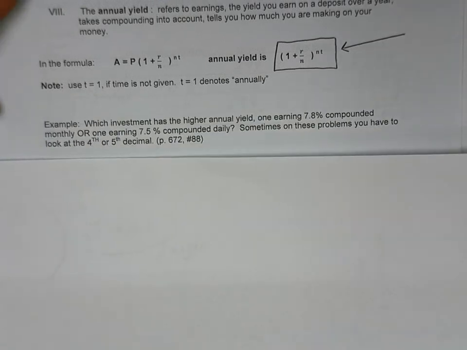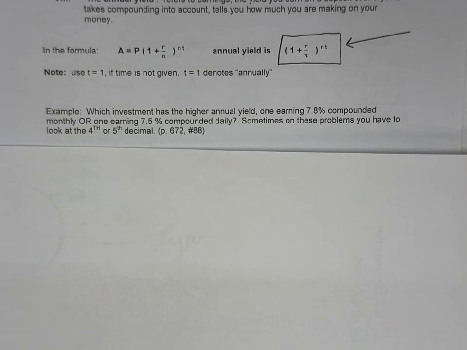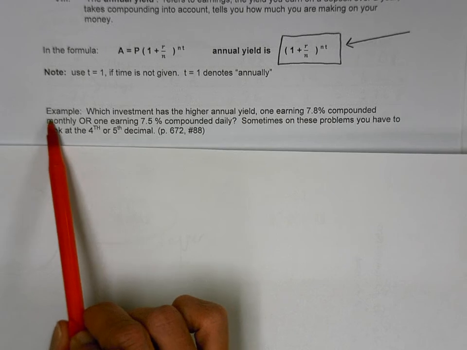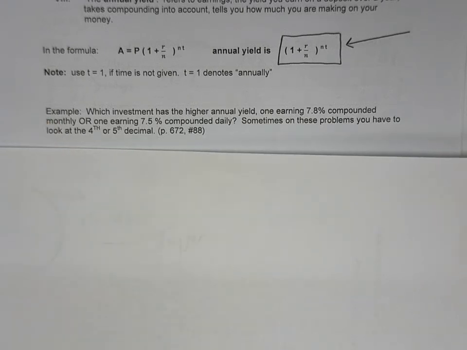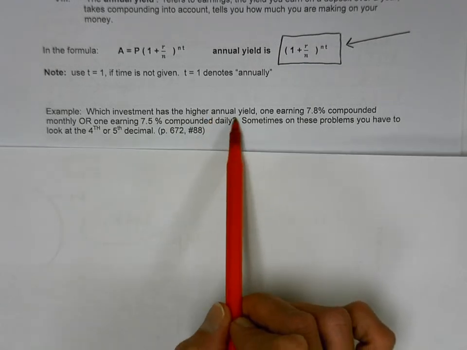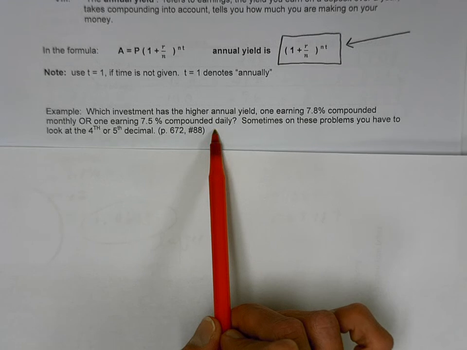Okay, let's look at this next problem. This is from your book. It's page 672, number 88. It says, which investment has the higher annual yield? One earning 7.8% compounded monthly, now right there, N equals 12, or one earning 7.5% compounded daily. Now don't forget, if something's compounded daily, N is 360.